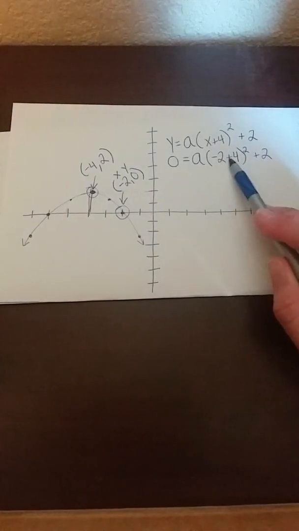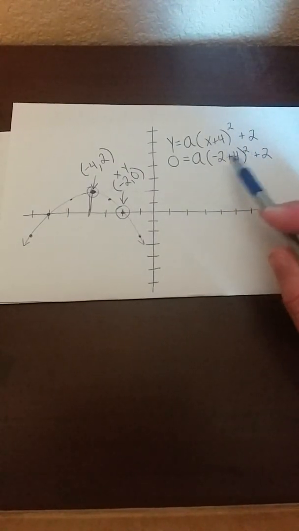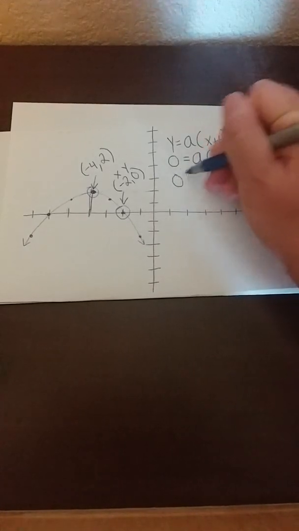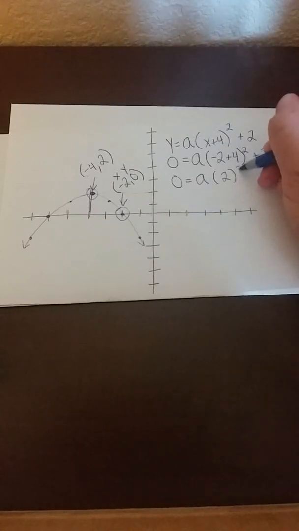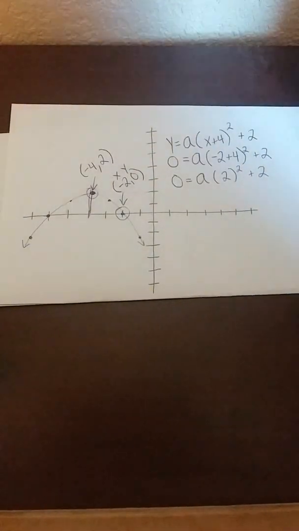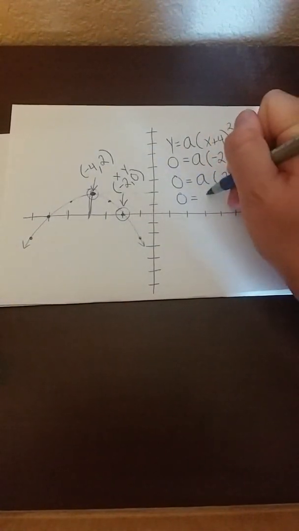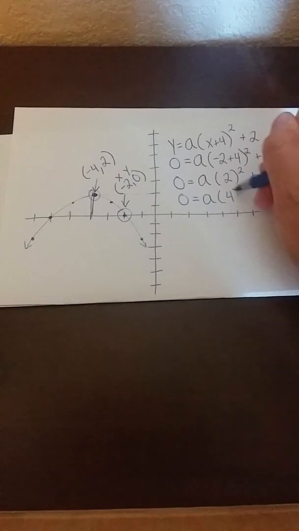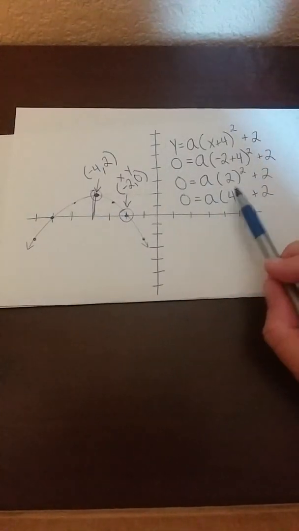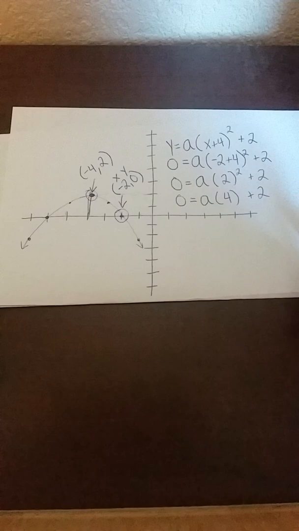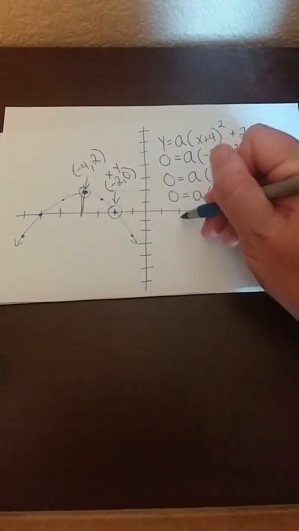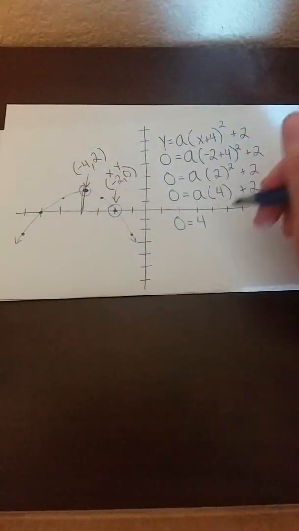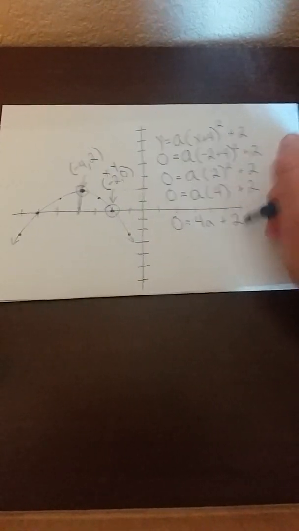All right, negative 2 plus 4, I do what's inside my parentheses first. Negative 2 plus 4 is 2. So this is 0 equals a times 2 squared plus 2. I do my exponents next, so 2 squared is 4. So this is 0 equals a times 4 plus 2. It won't always be a 4 here. It just happened on these two examples, but this doesn't have to be a 4. A times 4 is 4a, so this is 0 equals 4a plus 2.